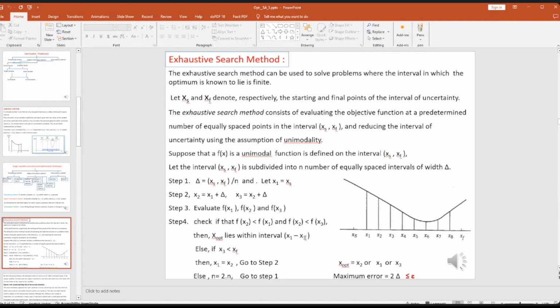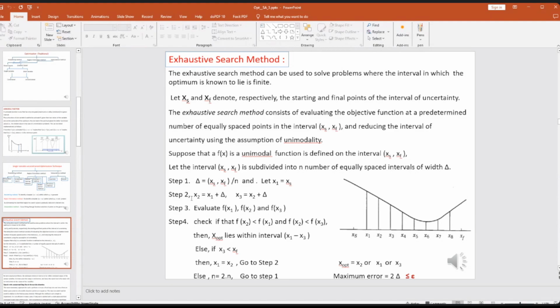Yes, sir. But at the first iteration, this condition may not be satisfied. Then what to do? If it is satisfied, then we identify the interval. But if not, then we have to check whether we have already crossed the final length, that is, whether x3 is less than xf or not. Because at a certain iteration, x3 will be xf. These are the last 3 points. If it is not the last 3 points, then you just shift by one interval. You make x1 equal to x2 and go back to step 2.